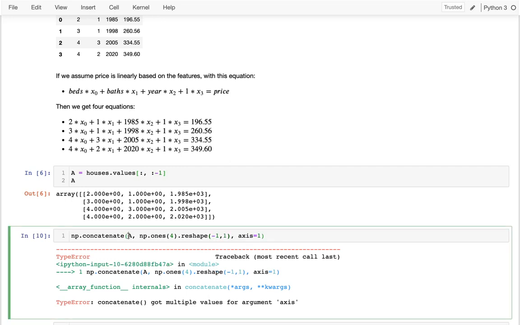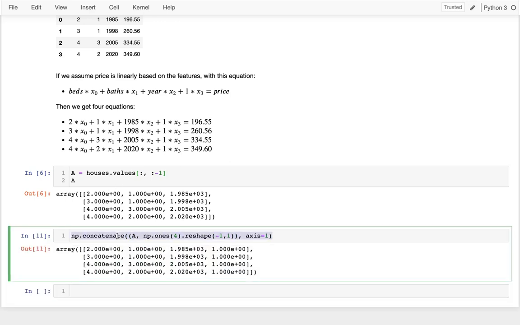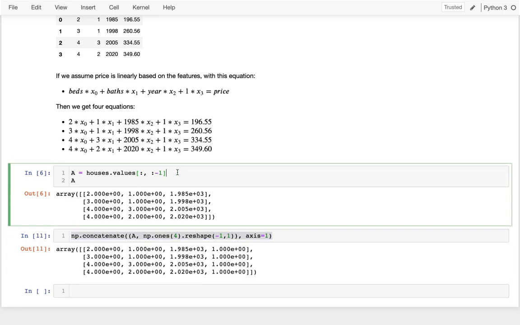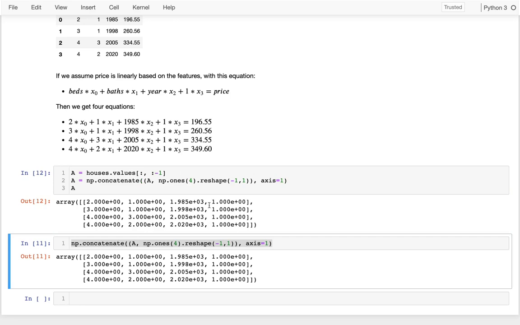You know what my real problem is? I have to pass in a tuple of the things I'm concatenating. So I pass in all the things I'm concatenating in a list or a tuple. And then there I go, I actually get what I wanted. So let me grab this piece and put this back here. A equals that. Okay, now I have A.